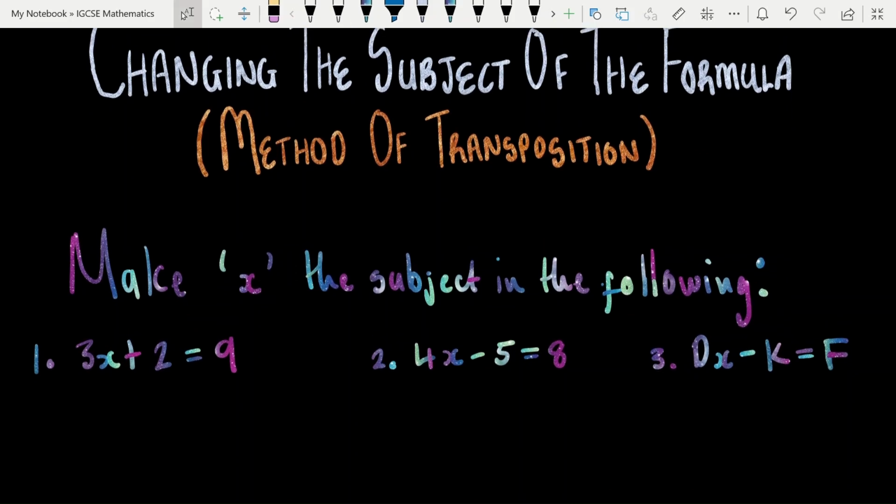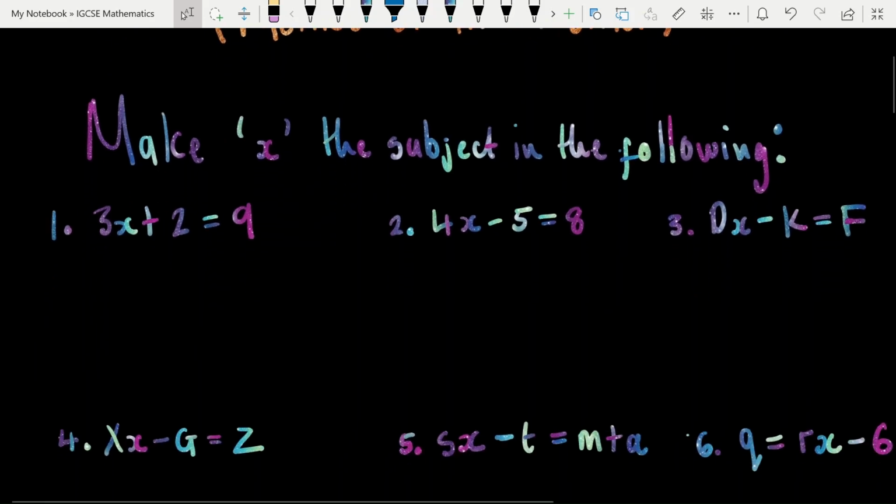I'm pretty sure you now have the hang of it. You know how we're taking something to the other side, and when it goes to the other side, it's just going to do the opposite. All right, that's how we're doing the subject. So let's go through. In here, we've been told to make X the subject. All right, let's go ahead and make it the subject.